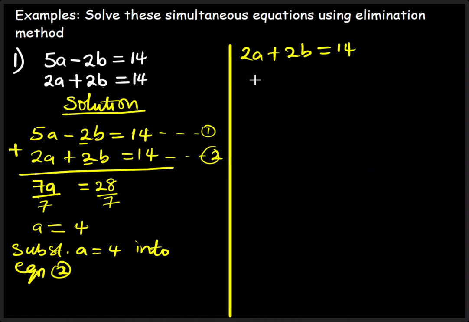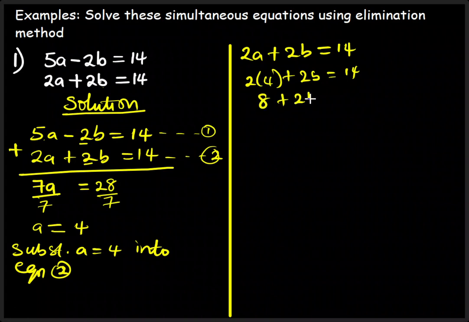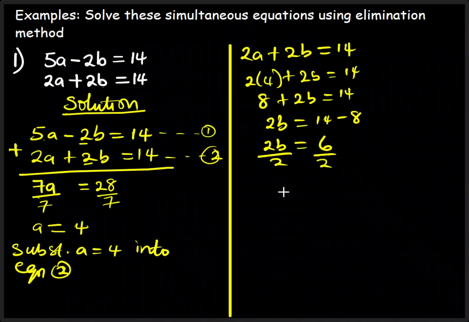So what do we have? Our a is 4. So 2 bracket 4 plus 2b equal to 14. That means 8 plus 2b equal to 14. So 2b equal to 14 minus 8, 2b equal to 6, all over 2, b is equal to 3. So therefore, our a equals 4 and our b is equal to 3.